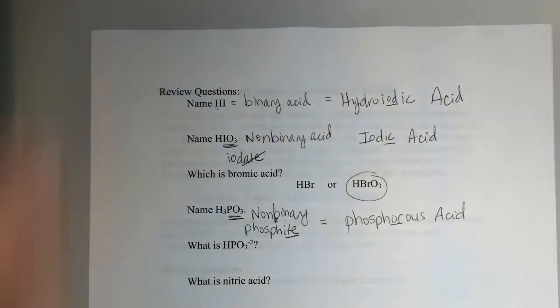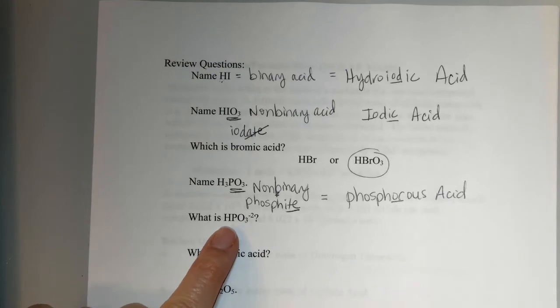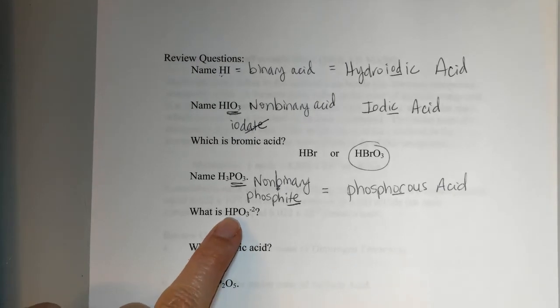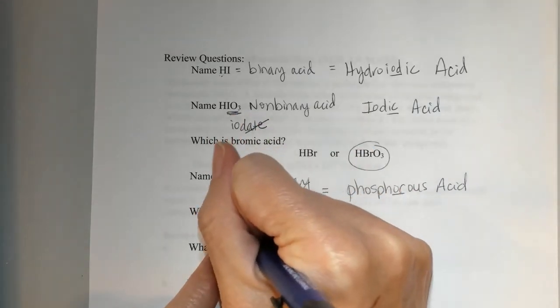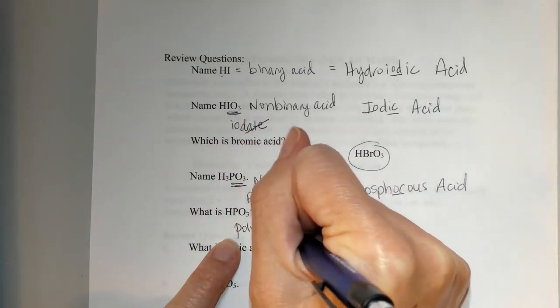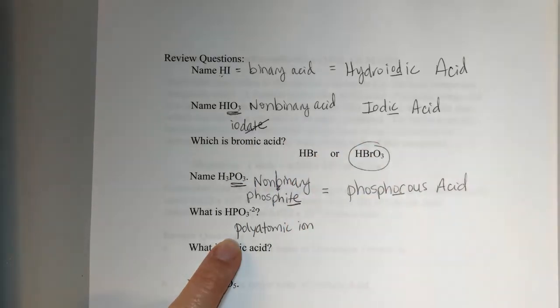Now for the next one, we have HPO3 negative 2. What's different here is, yes, there is an H in front, but it's technically not an acid because it's carrying a charge. And what we said was, if it is a group of atoms that carry a charge, it's a polyatomic.